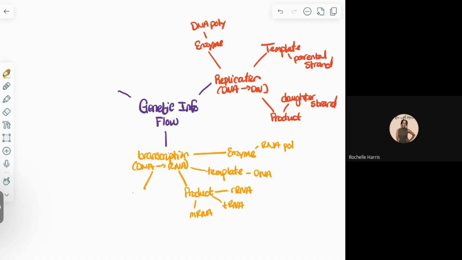In prokaryotes, this occurs in the cytoplasm simultaneously with translation. So this happens in the cytoplasm. And then in eukaryotes, it happens in the nucleus right before translation.